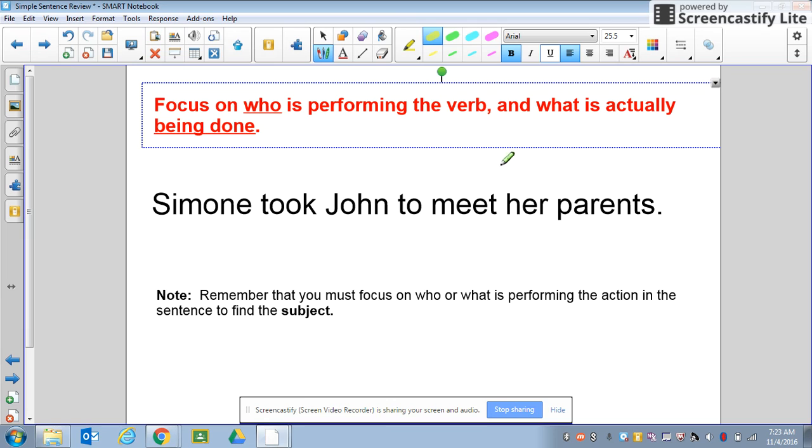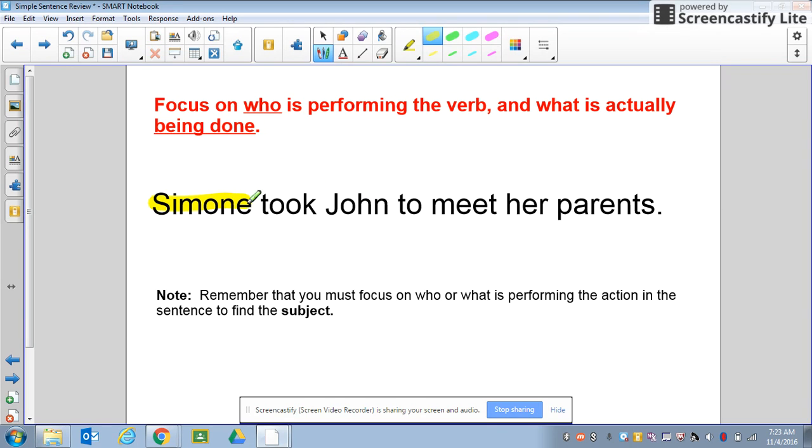Again, focus on who's performing the verb. Simone took John to meet her parents. John is not performing the action here. Simone is. And what does she do? She took. All right. Yes, you could say, yeah, well, John's going to meet the parents too, but this sentence is about Simone. It's not about John. Remember, who is it about?